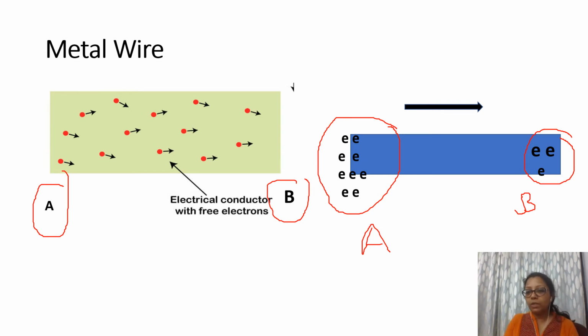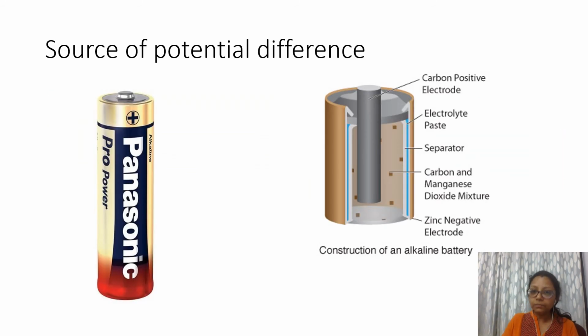So, how do we create such a situation? I need some external source to create a situation like this, that is, a difference in the concentration of electrons for the flow of electrons. So, as you can see, we need a cell which will create this potential difference. I am not going into the details of the internal working of the cell in this class. We will take it up in a later class.